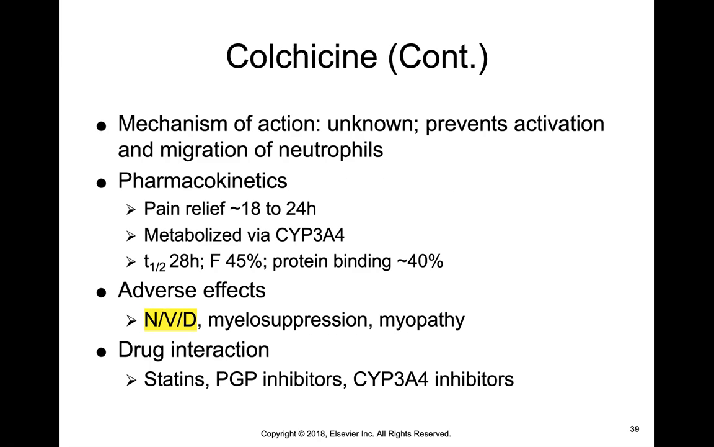We don't really know exactly how colchicine works, but it does prevent the activation and migration of neutrophils. As you can see, pain relief is relatively slow. It is metabolized by CYP3A4 enzyme, so just watch out for those strong inhibitors or inducers. You'll notice the half-life is 28 hours, so it's a pretty long time to get to steady state. Bioavailability is only about half, and it's only about half protein binding.